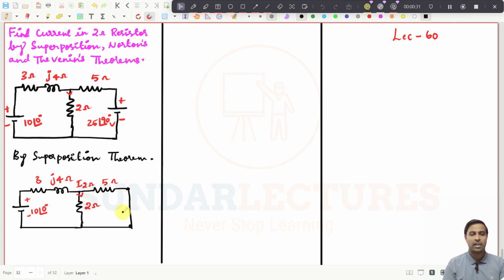So what we can do here, we try to simplify this resistor network to find the total current, and if you know the total current, apply the current division rule to find the current in this resistor. So that is very simple. So we will do that.